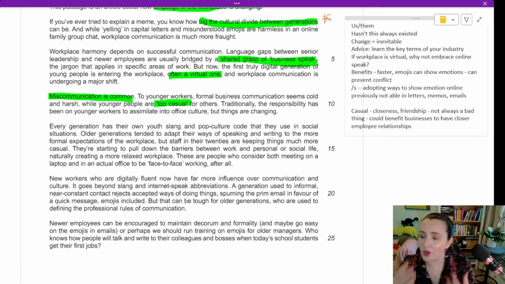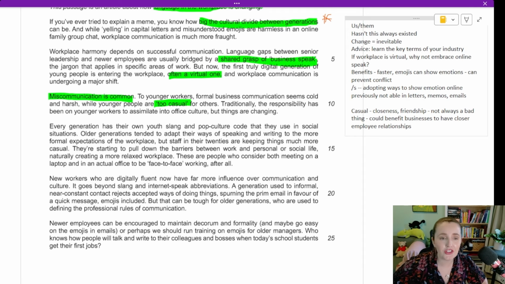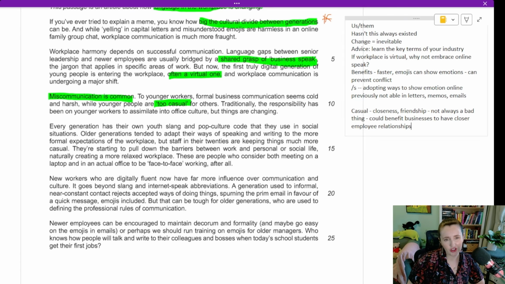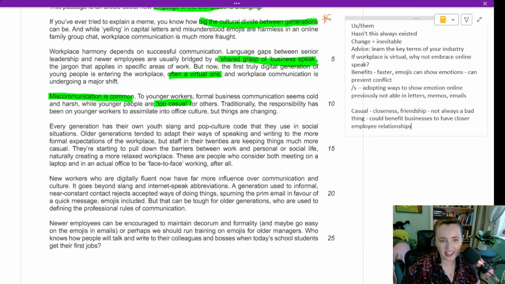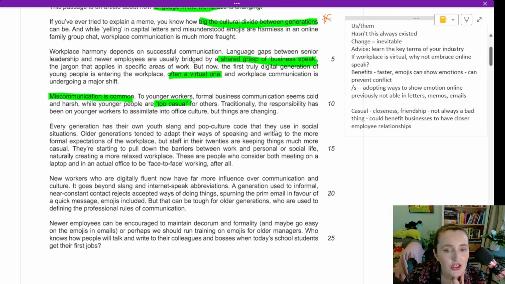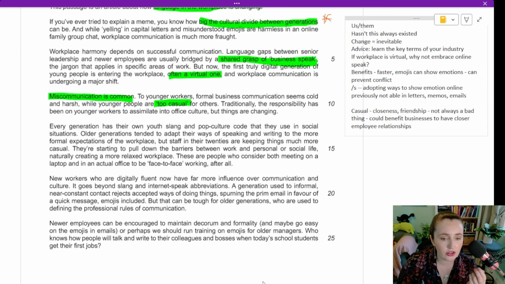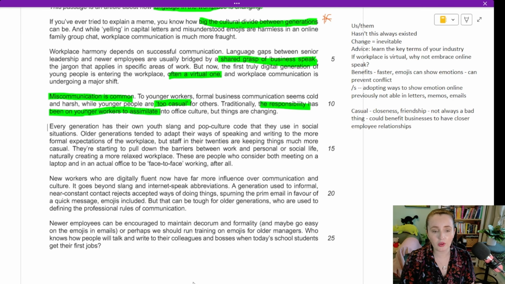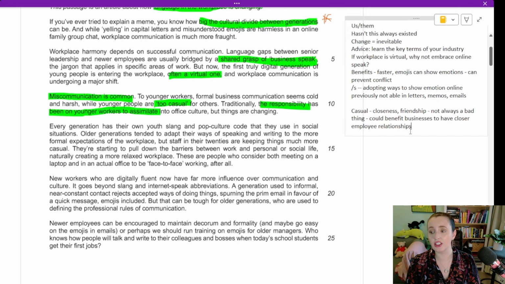So see here, I'm not reading it and just going, yeah, true. Young people suck. I'm reading it and going, is this true? Could it actually be a benefit if people are more casual? Traditionally, the responsibility has been on younger workers to assimilate into office culture, but things are changing. Is that fair? Why is it young people have to assimilate? Why don't older workers have to assimilate and learn and grow?